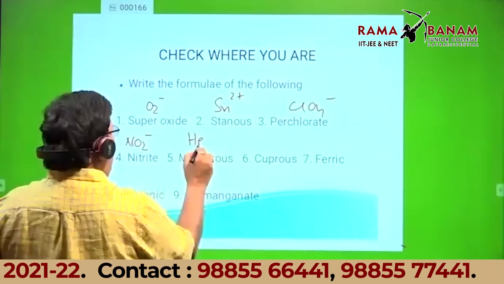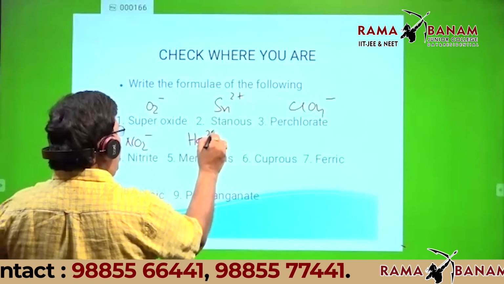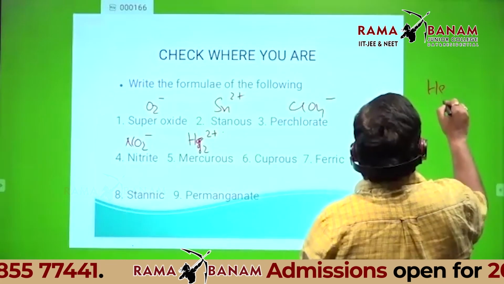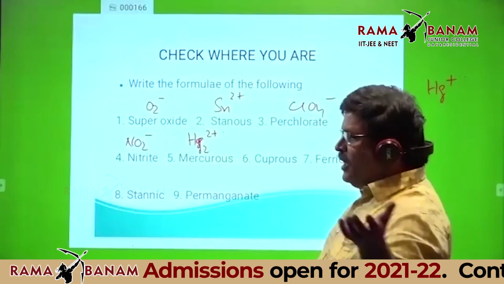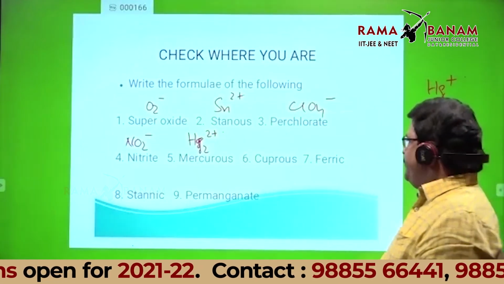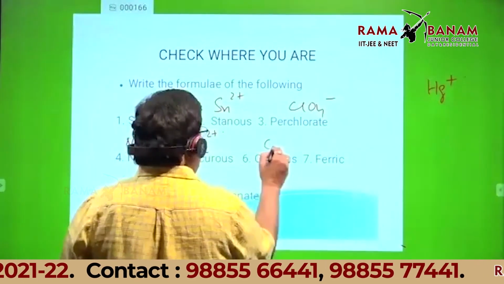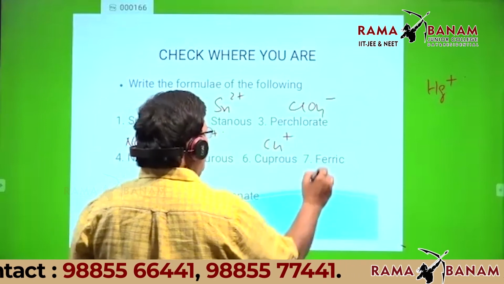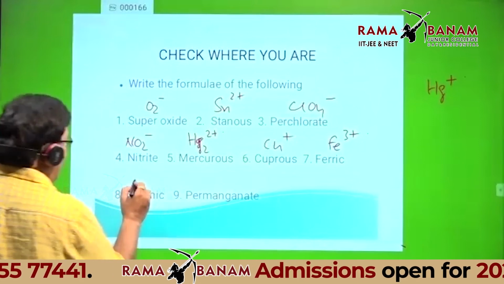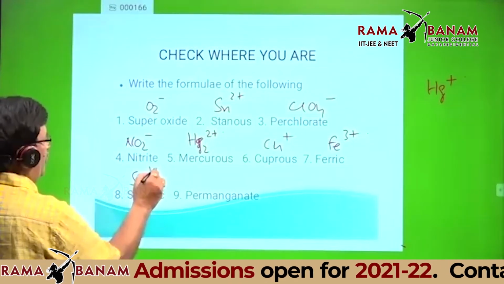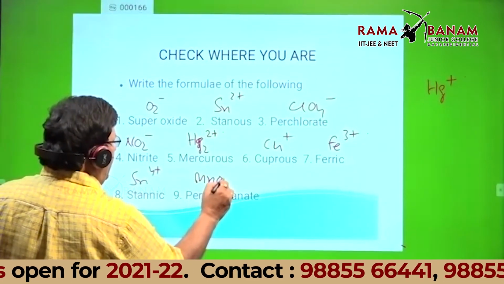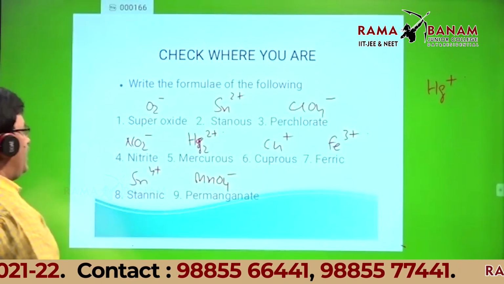I told in the last class, we can write Hg2 2 plus or you can also write as Hg plus. Nothing wrong, students. You can give correct mark for Hg2 2 plus as well as Hg plus. Cuprous, Cu plus, ferric, Fe3 plus, stannic, Sn4 plus, permanganate, MnO4 minus. These are the 9 answers, students.